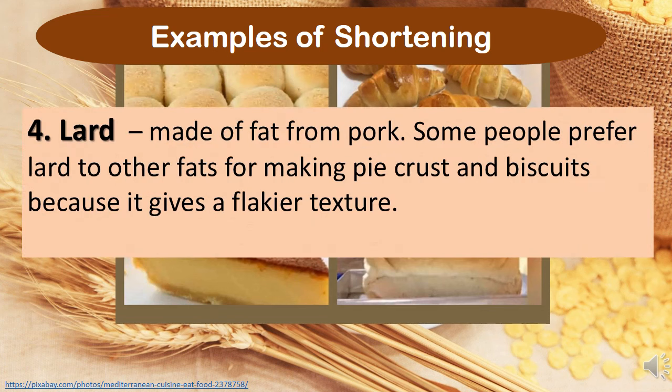The next example of shortening is the lard. It is made of fat from pork. Some people prefer lard to other fats for making pie crust and biscuits because it gives a flakier texture.